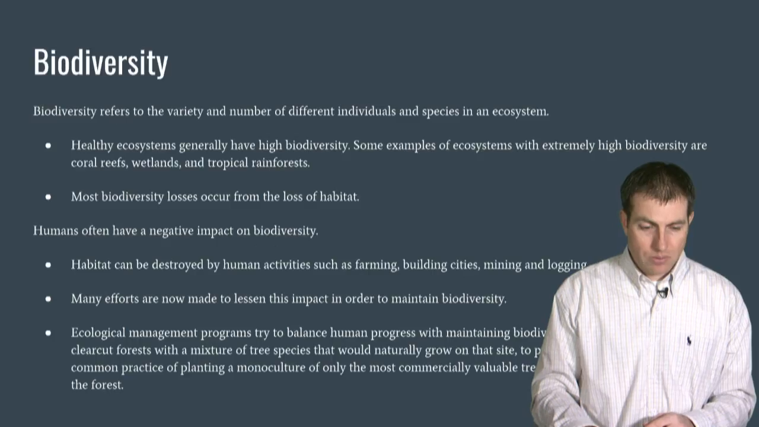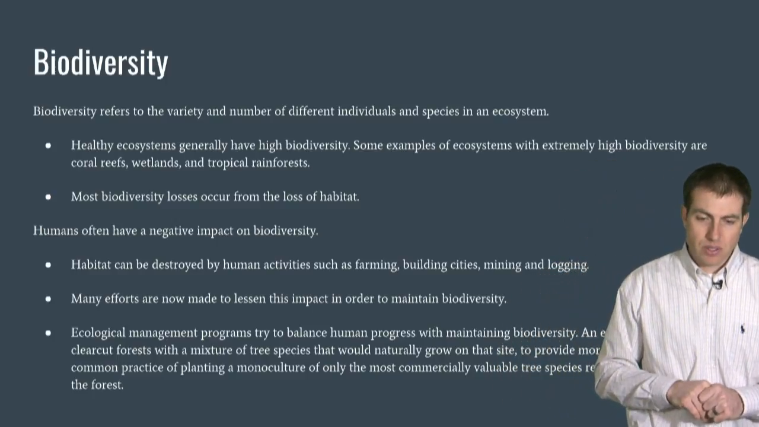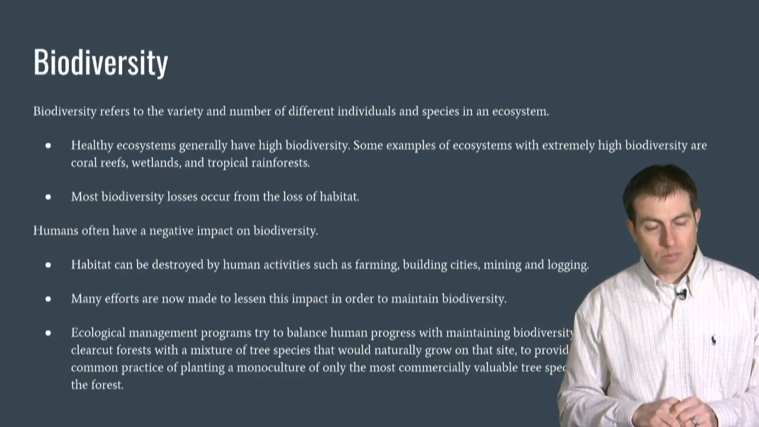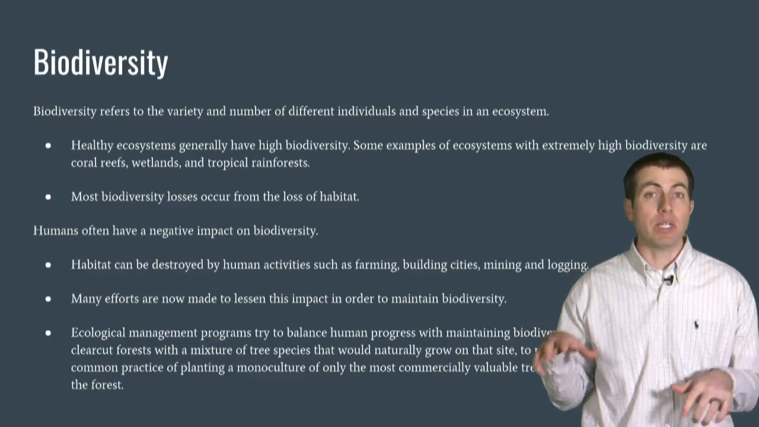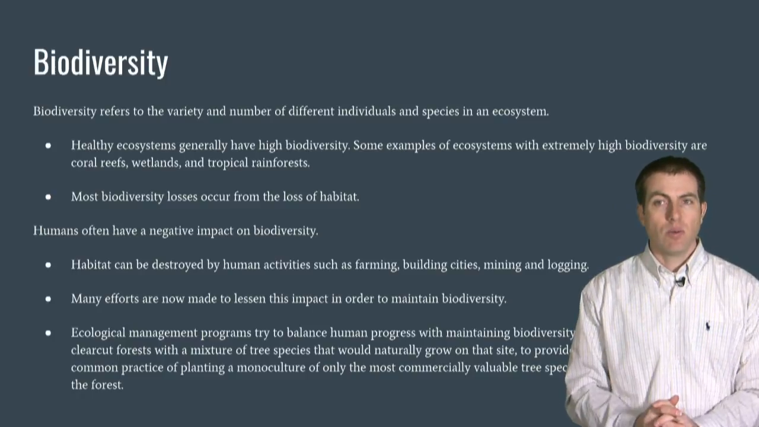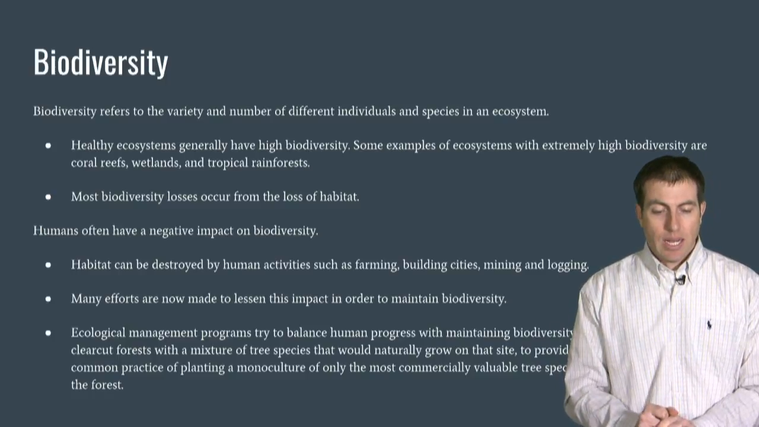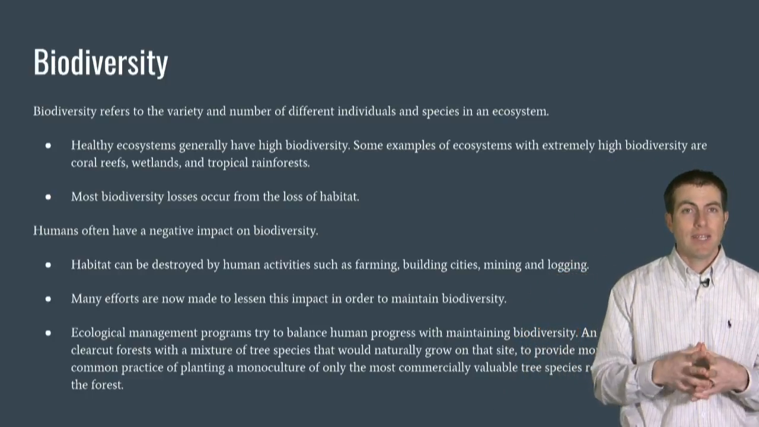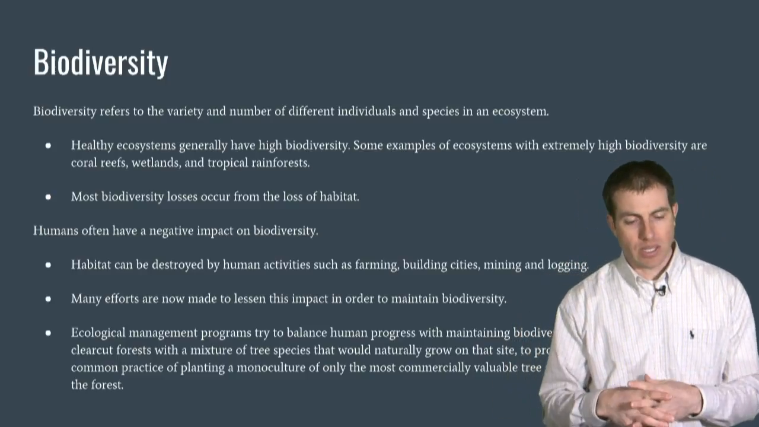I think I'm going to leave it, I only got one slide left. We'll finish this off then. So biodiversity refers to the variety of number of different individuals and species in an ecosystem. We generally talk about ecosystems' health by looking at how many organisms live in that ecosystem. So the more organisms that live in a place, we talk about it being more healthy or having a high biodiversity. Most biodiversity loss, so we talk about different plants and animals that live in an environment, if the biodiversity declines, it's usually because habitat was affected negatively.